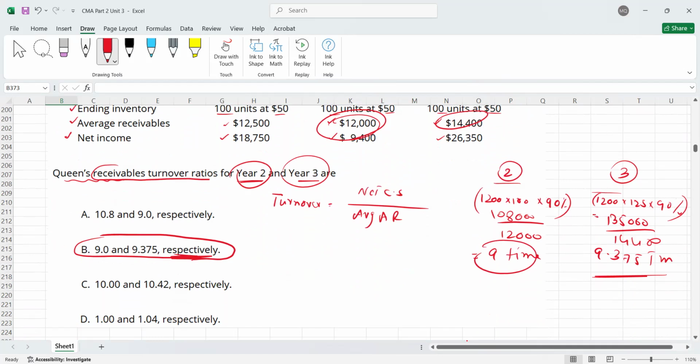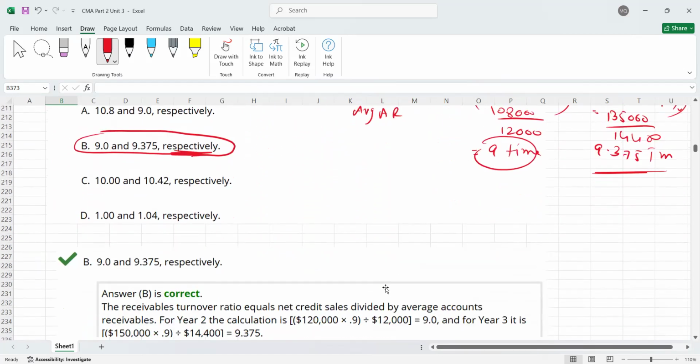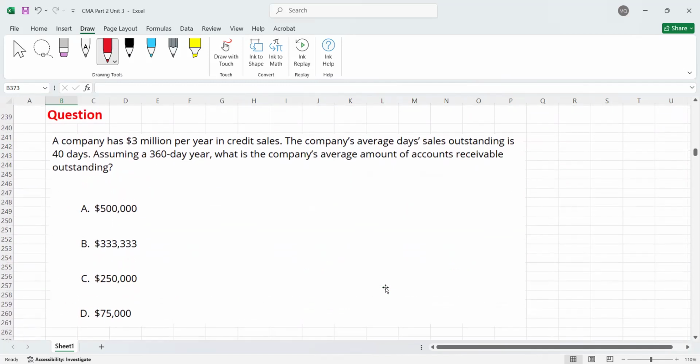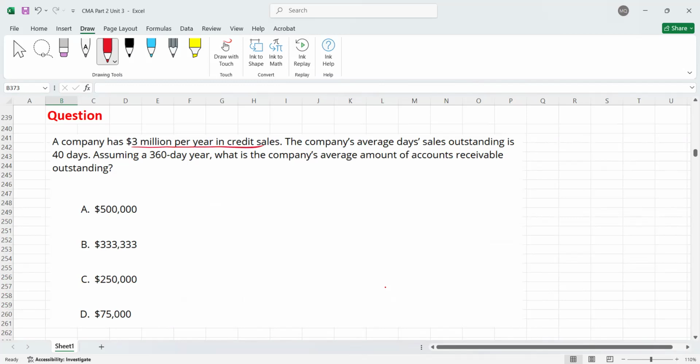Now, guys, we got another question. They're saying that a company has 3 million per year in credit sales. This is the credit sales. The company's average days sales outstanding, meaning average collection period, is 40 days. Assuming 360 days a year, he told you there are 360 days in a year. What's the company's average account receivables outstanding?